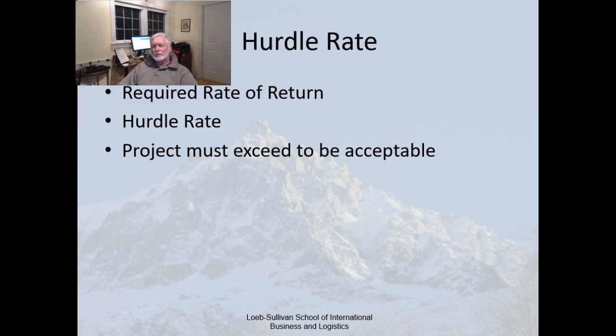In order to use net present value, we have to do a few more things. We have to figure out what we need as a rate of return on our project. We call that the hurdle rate. So the required rate of return is the hurdle rate, and we need that to do this formula.